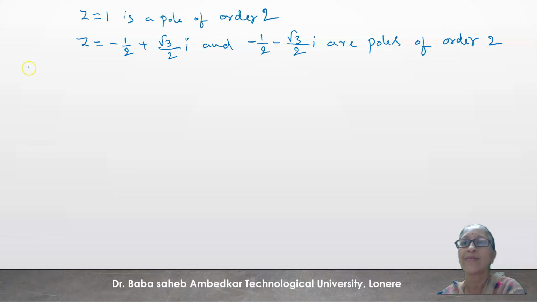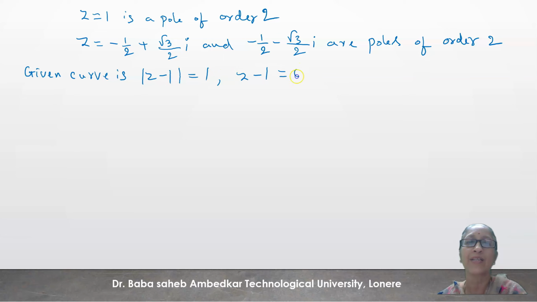Now let us check the given curve. The given curve is mod of z minus 1 equal to 1. If the mod contains z minus 1, then to get the center we equate z minus 1 to 0, which implies z equal to 1. So x plus iy equal to 1 plus 0i.